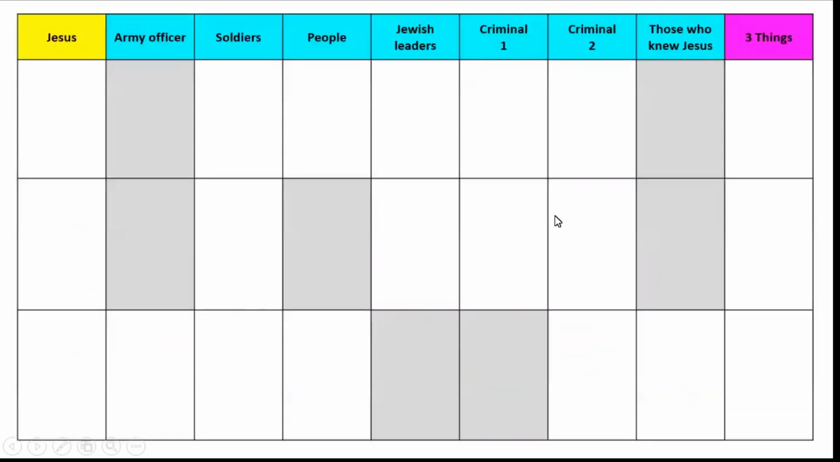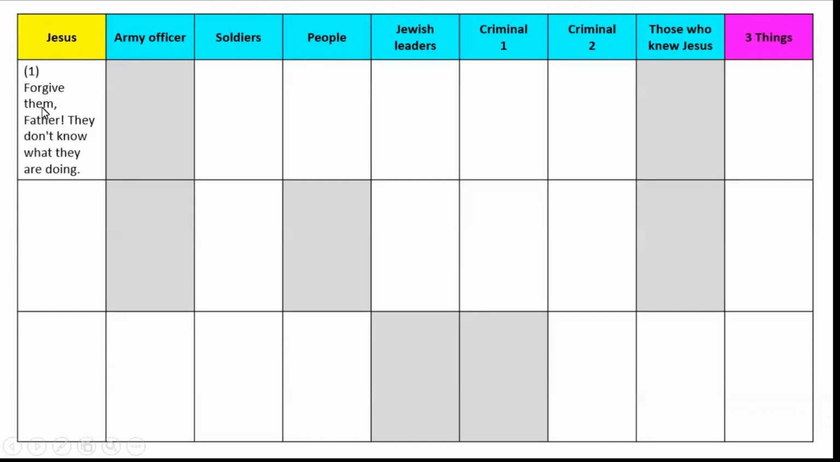And now we want to put them into this table. Number 1, the things that Jesus said. Okay, Jesus said, "Forgive them, Father, they don't know what they are doing." Secondly, the things done by the soldiers, they divided his clothes among themselves by throwing dice. Thirdly, there are the people there who are standing around and watching.